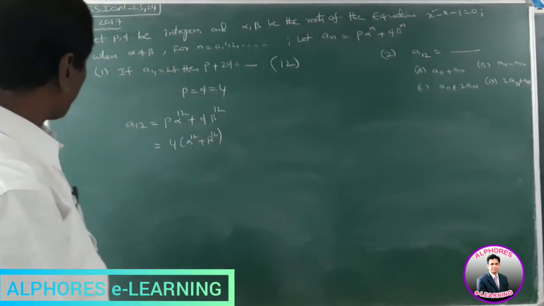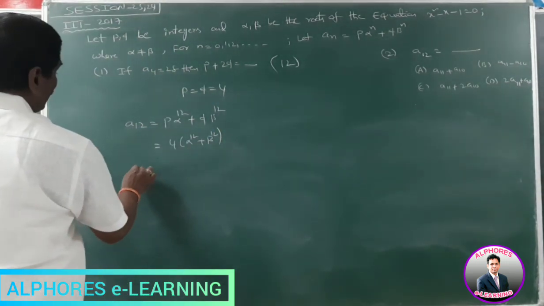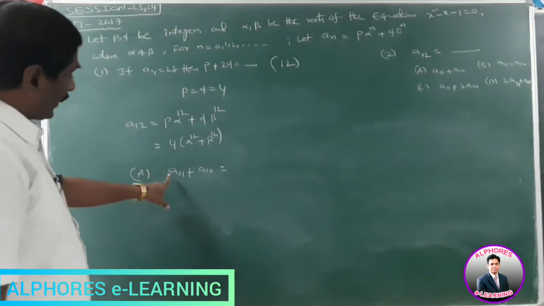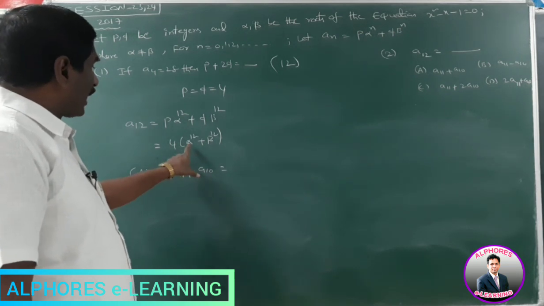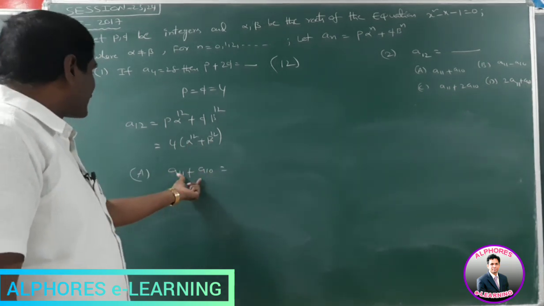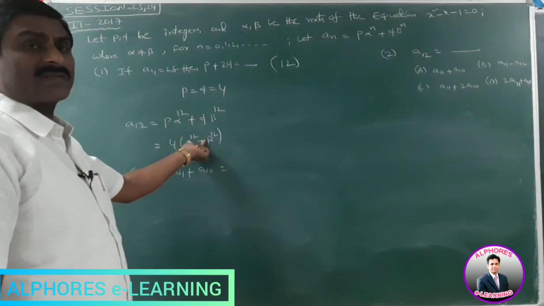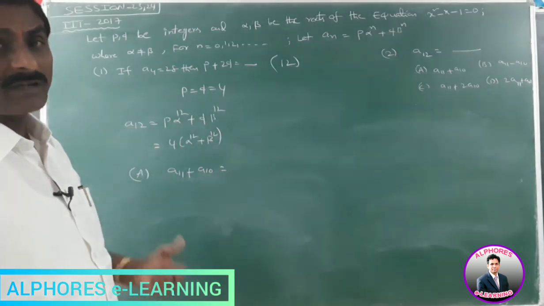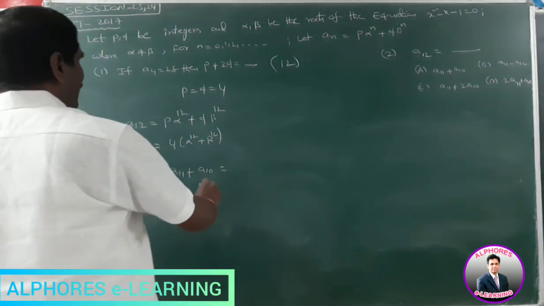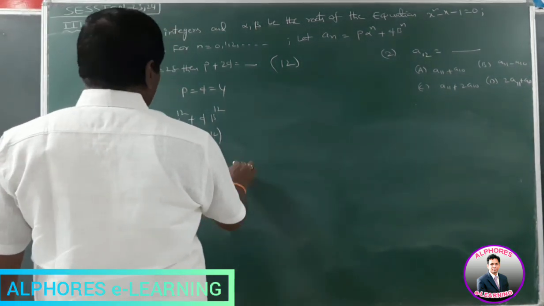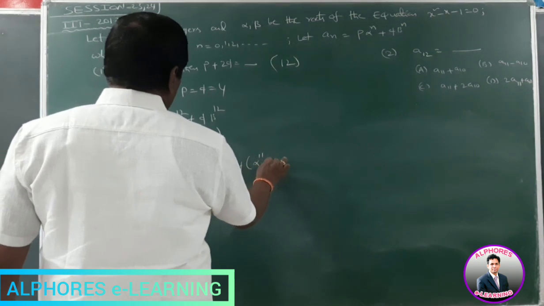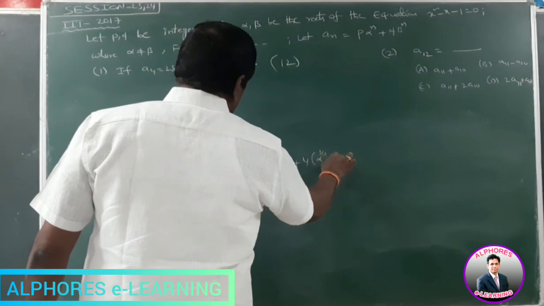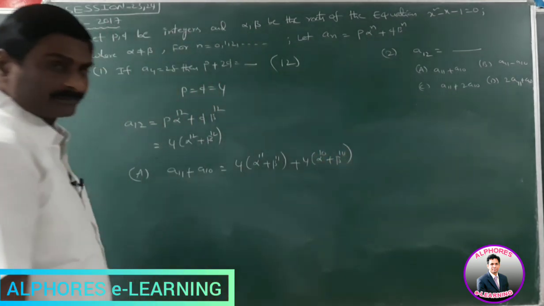First option A. Suppose A11 plus A10 is equal to 4 into alpha power 12 plus beta power 12. This is the correct answer. If it is not equal to this value, we go to second option B. Okay, it can be done by using verification method. A11 plus A10. A11 means 4 of alpha power 11 plus beta power 11 plus 4 of alpha power 10 plus beta power 10. Okay.